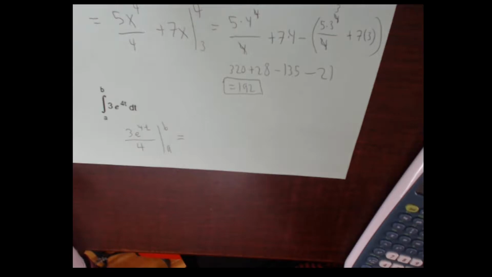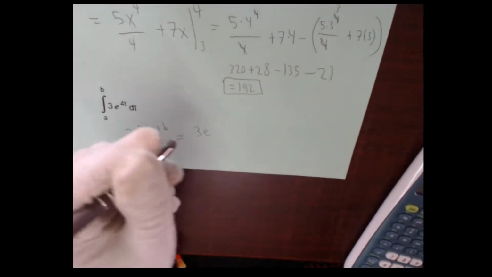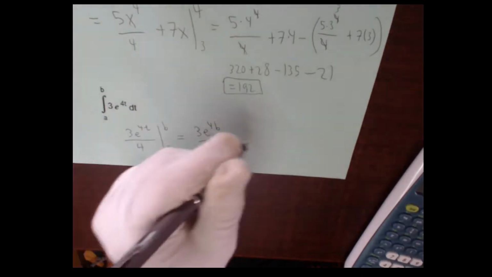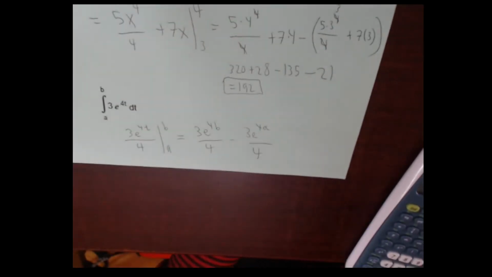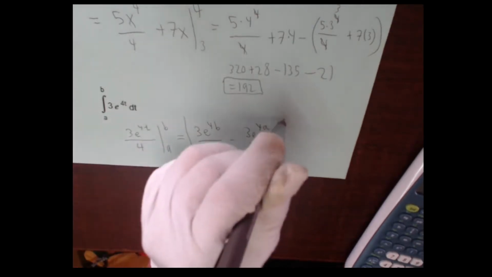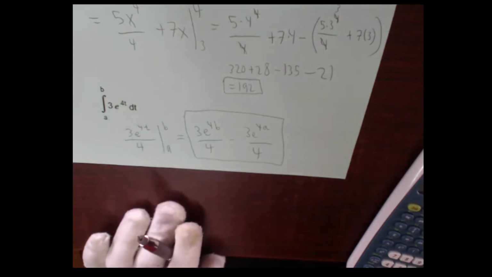So this is just going to be 3e^(4b) over 4 minus 3e^(4a) over 4. And now you've got a function for any values of b and a that you want. And indeed, you can just plug those in for b and a and get whatever area you want. We could do a little bit of factoring here to simplify, but I'm honestly going to leave my answer just like that. I want to point out one more thing before we move on.